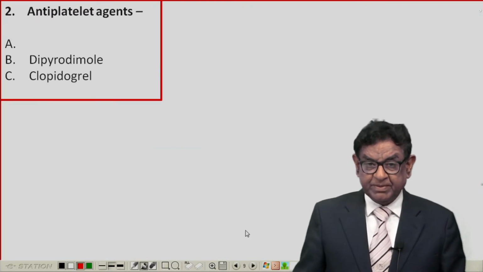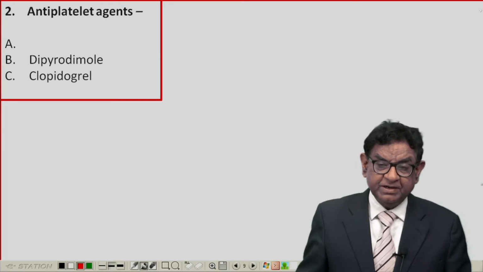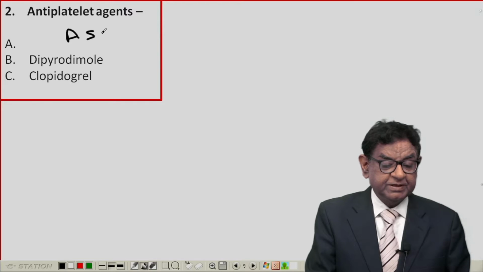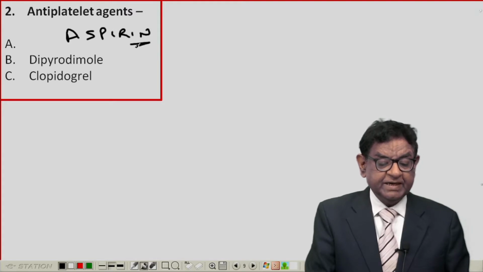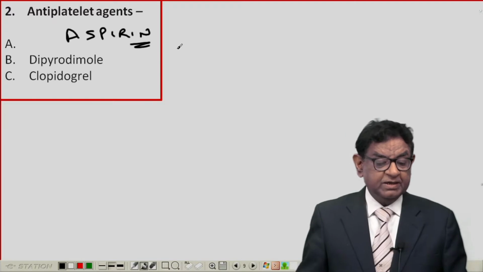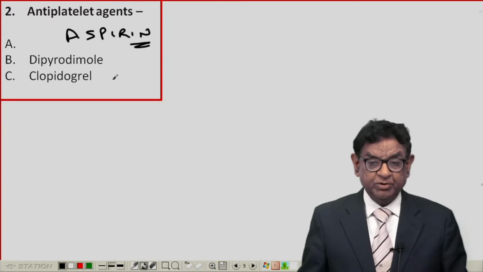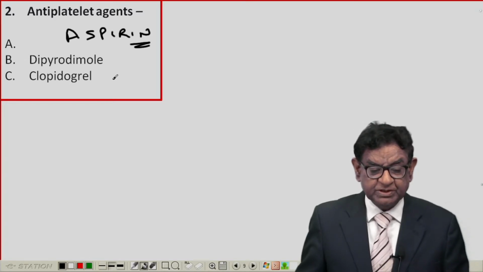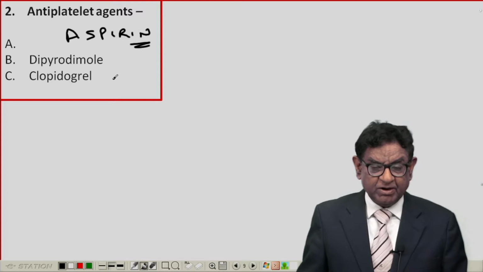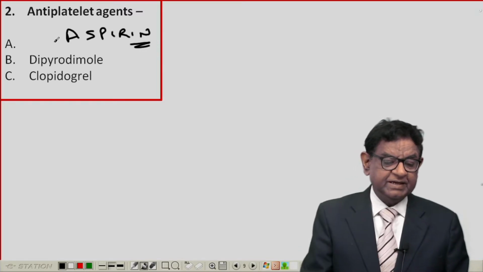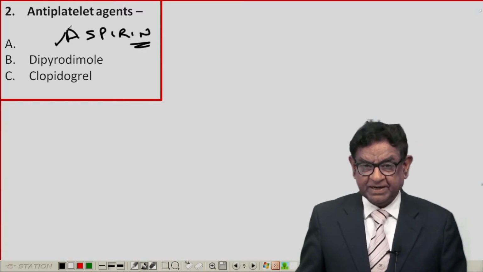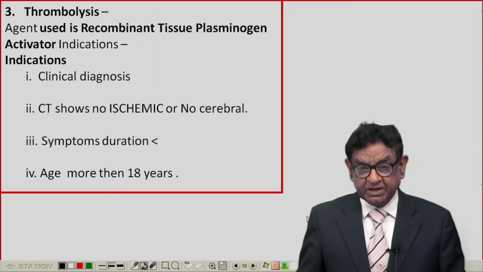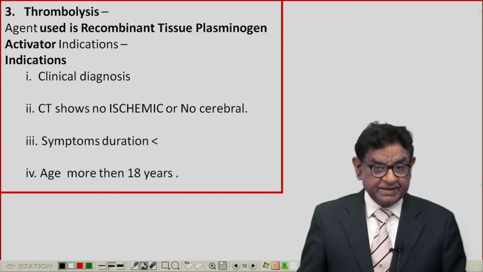Now, as far as our main particular management in relation to CVA is concerned, aspirin is the best antiplatelet drug. Well, we can give dipyridamole or clopidogrel. If the patient is already taking aspirin, then we can even switch over to this. But most of the recent updates say aspirin is the best antiplatelet drug. Low dose we give.